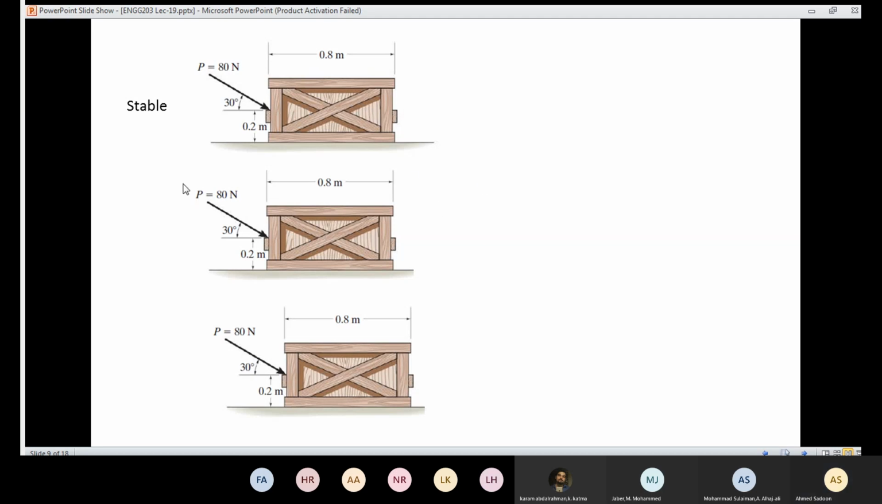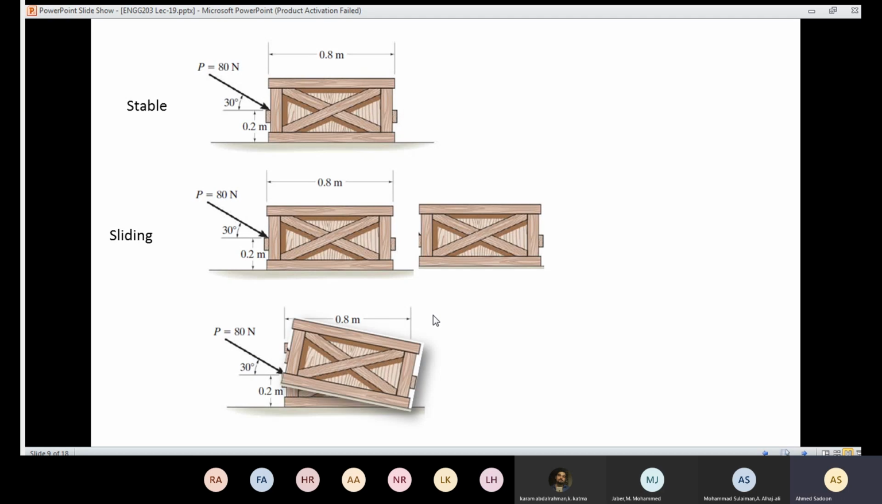Other option, when I apply that force here, the box is going to slide. It's going to move like that. So the box is going to move from here to here, and we are going to call this sliding. The third option is that the box is going to turn over. It's going to tip. We call this tipping. So we want to know whether the box is going to be stable or we are going to have sliding or tipping.